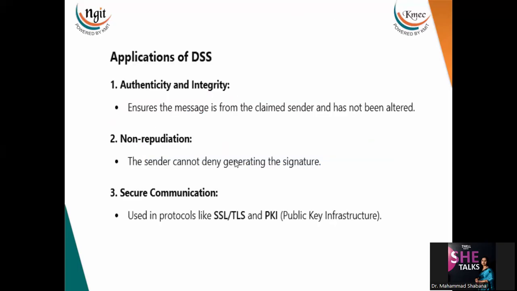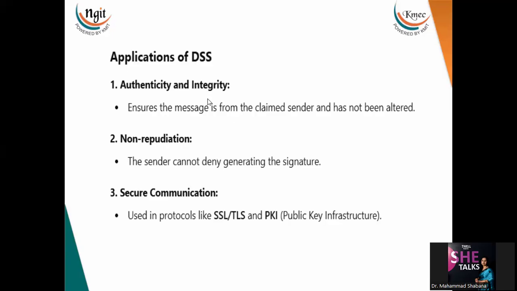So DSS involves mainly three steps: key generation, signature creation, and verification. Each step is mathematically designed to ensure authenticity and prevent forgery. For example, suppose we have a hash of a message, using the private key and a randomly chosen value K, we compute R and S as part of the signature. This signature is unique and tied to the message.